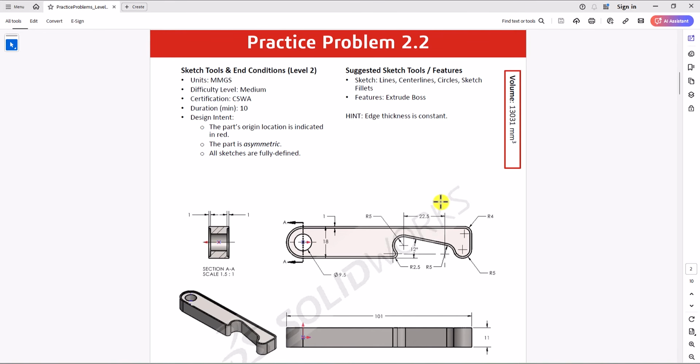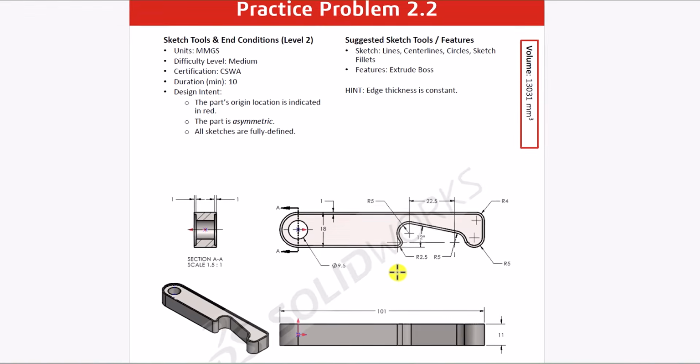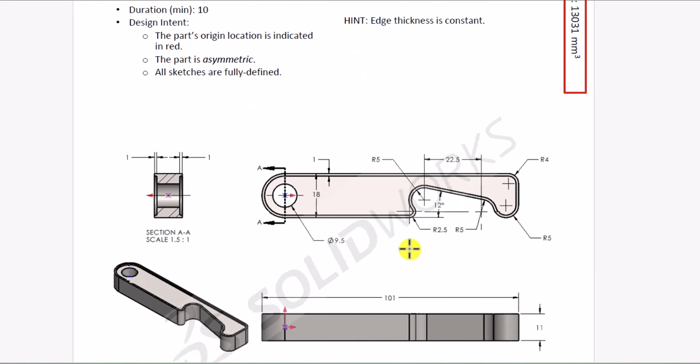Now, looking at the pictures that we have here, we can clearly see that the geometry is not symmetric. We have different features in different locations. We also have four views here. We have the top view, we have a front view, we have a 3D model, and we have section AA. There's also a hint provided in this question.